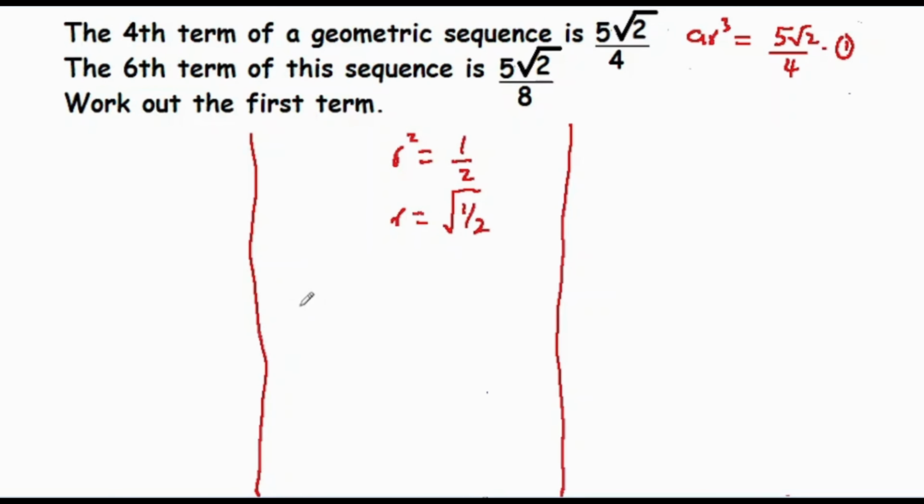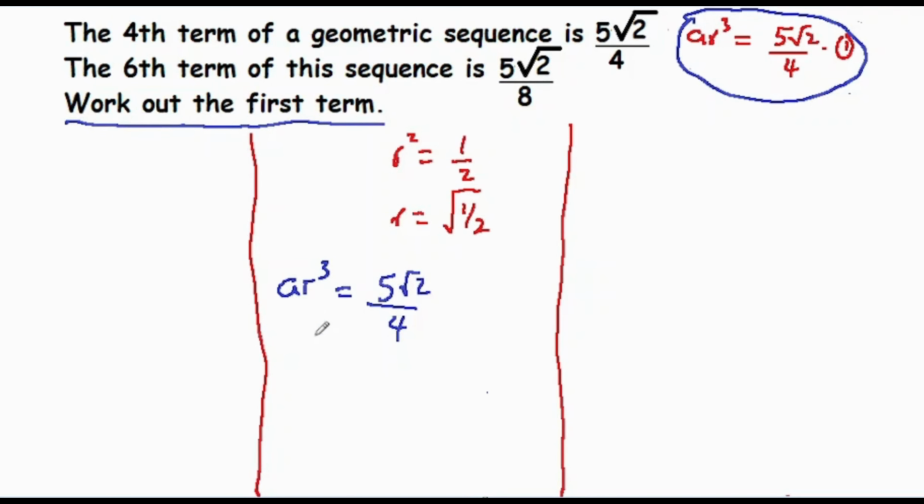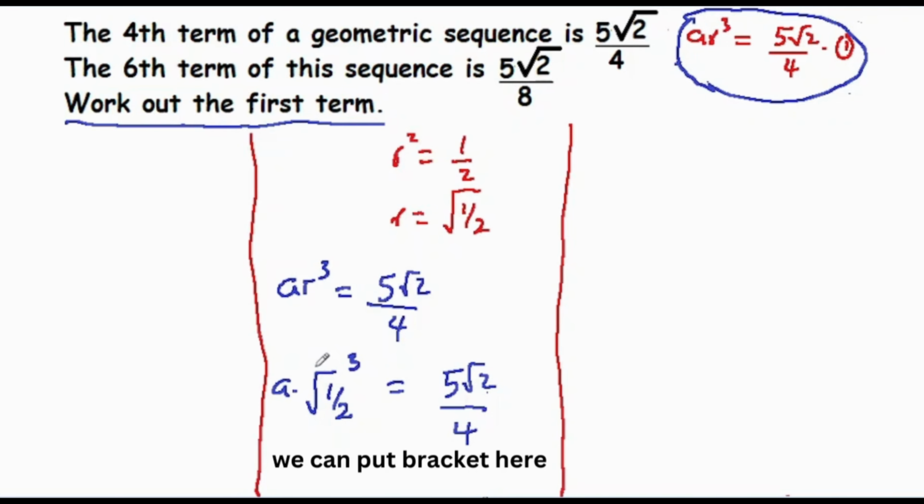The next step we're going to take is to substitute r equals square root of half into equation 1. Here is equation 1: a multiplied by r raised to the power 3 is equal to 5 root 2 divided by 4. So wherever we see r, we'll replace it with square root of half. With that, we'll be able to work out the first term, which is a. Alright, let's go. So our r is square root of half raised to power 3 is equal to 5 root 2 divided by 4.